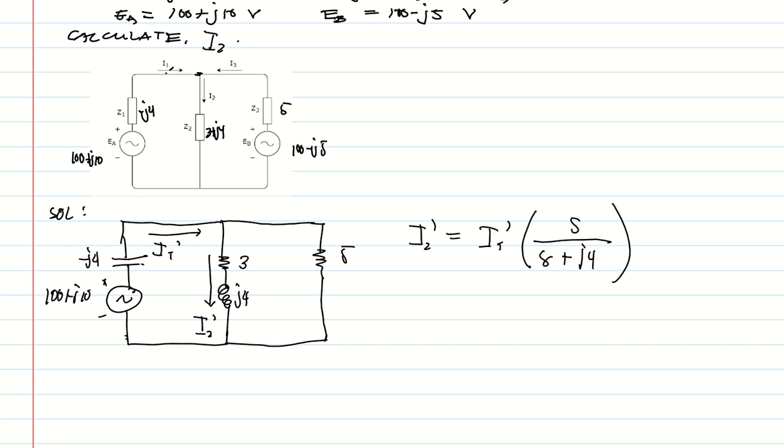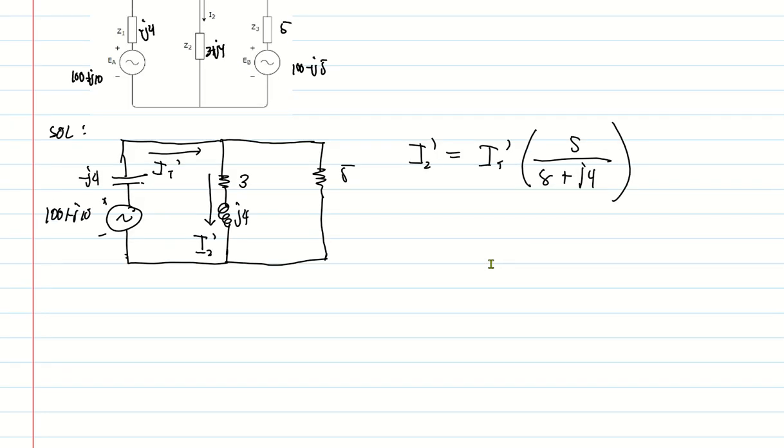Then the next thing we want to solve is the I total prime. And how do we solve for the I total prime? It's just equal to the total voltage, which is 100 plus j10, and we need to divide that with the total impedance, because it's total voltage over total impedance, then that is just the total current. It's Ohm's law.